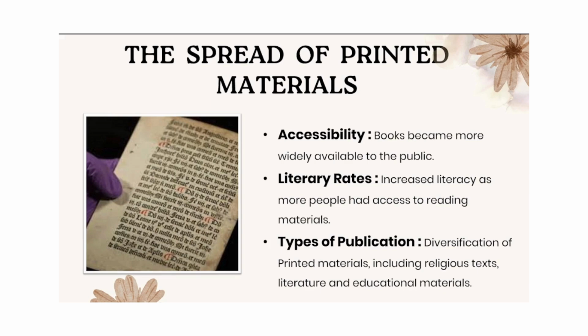The printing press also led to a diversification of printed materials. Prior to the printing press, most books were religious texts or scholarly works. However, with the ability to produce books more efficiently, printers began to produce a wider range of materials, including literature, educational materials, and scientific works. This diversification of publications helped to stimulate intellectual and cultural growth, fostering new ideas and perspectives.